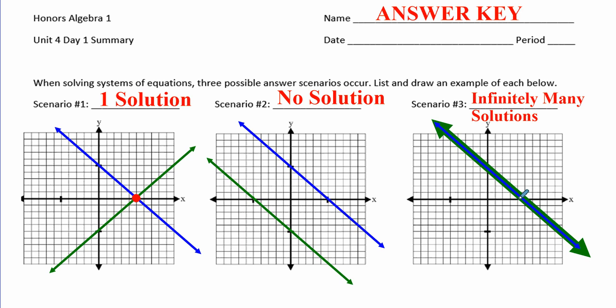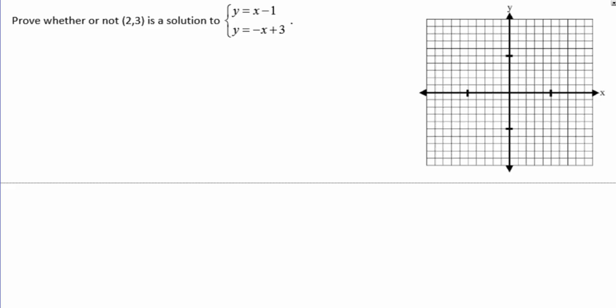We also learned how to verify the solutions for our system when they do intersect at a particular point. So let's try one more. If we have this system of equations, could you prove whether or not the point 2, 3 is a solution? We have 2 methods to do this. We know the point 2, 3 is a coordinate that has an x value and a y value. And our 2 equations both have x values and y values.